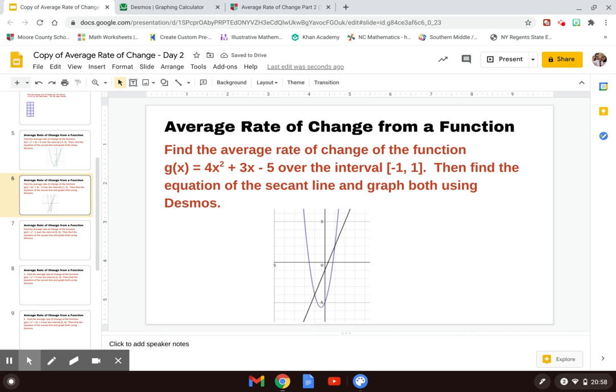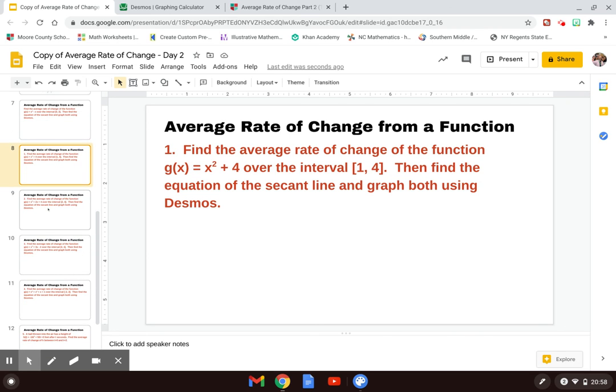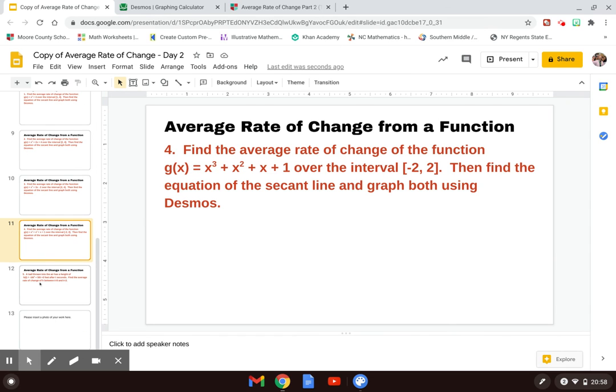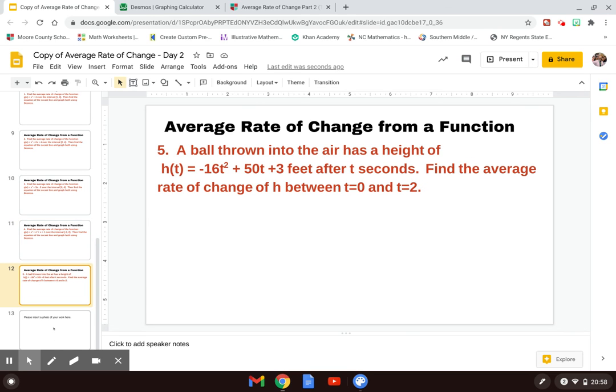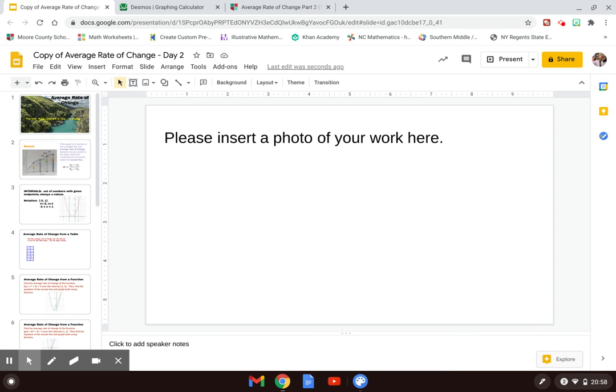All right, so that is what you're going to be doing today, ladies and gentlemen. For your assignment, you've got 1, 2, 3, 4, 5 of these to do, okay? And then at the end of it, I say to please insert a photo of your work here. So please include a copy of your work so I can see how you arrived at the problems, and also if you got any wrong, I can see what it is that you did wrong.